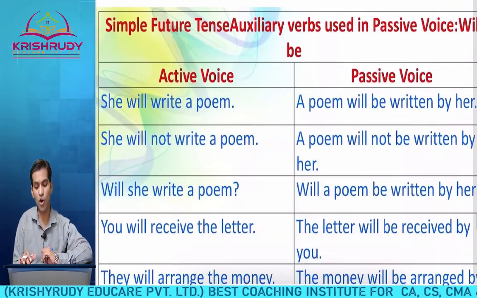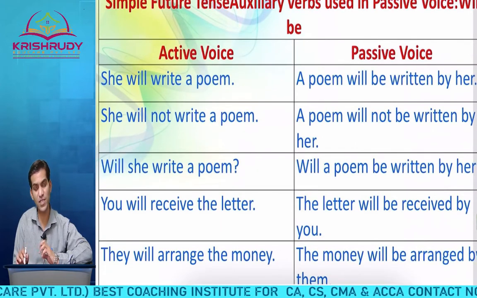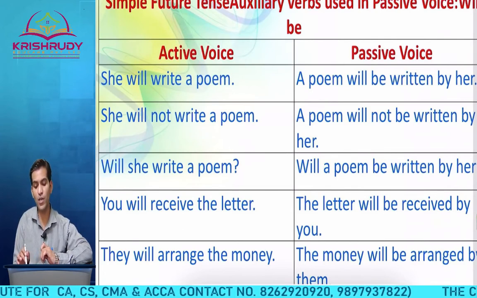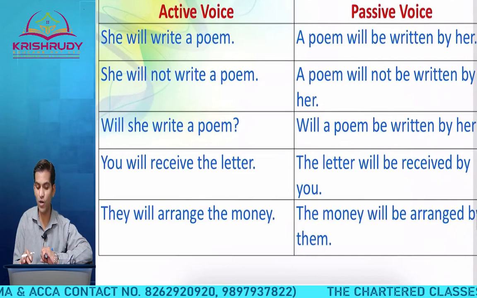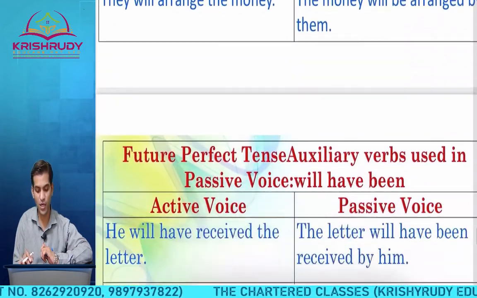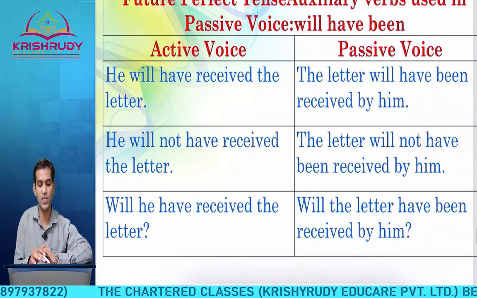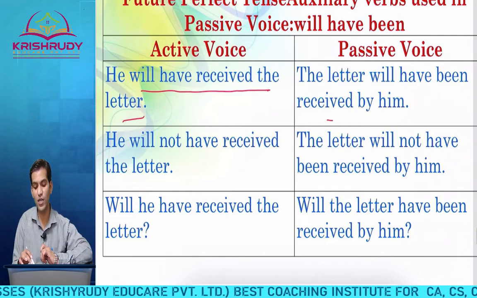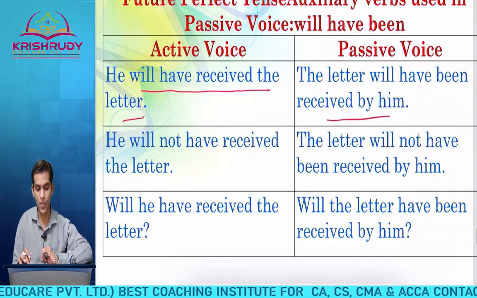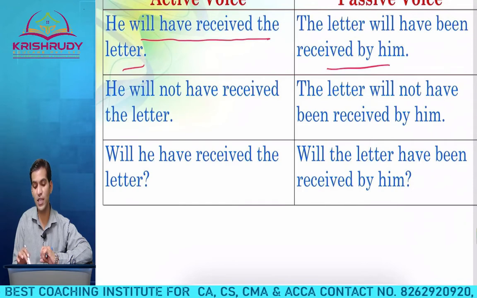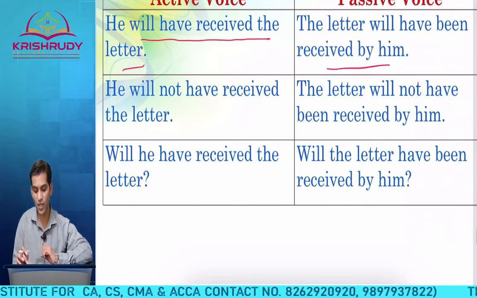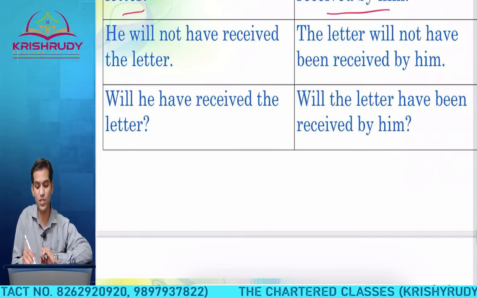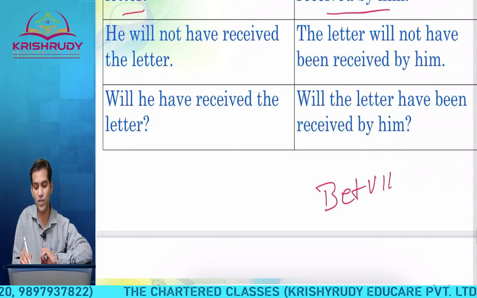Simple future tense, auxiliary verbs used in passive voice. Active voice, she will write a poem; a poem will be written by her. She will not write a poem; a poem will not be written by her. Future perfect tense, you can see here, he will have received the letter; the letter will have been received by him. He will not have received the letter; the letter will not have been received by him. Now this is very easy, and in every tense we are using the same formula, which is be plus verb third form.